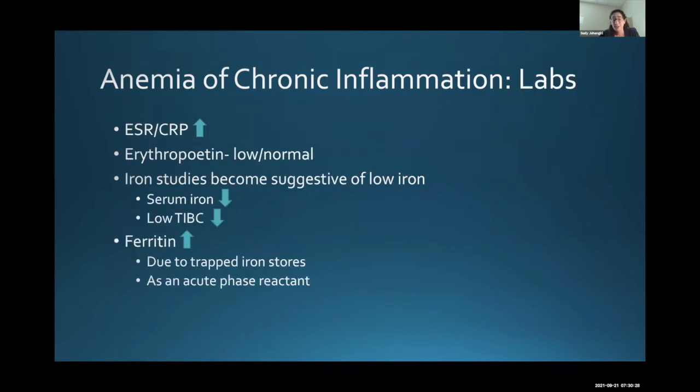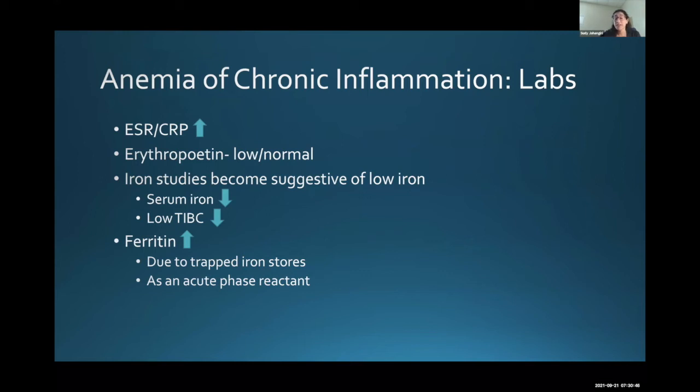With anemia of chronic inflammation, there are labs that we can check to help us confirm it. The ESR and CRP are both markers of inflammation, and these will be elevated in the setting of anemia of chronic inflammation. Erythropoietin levels can be low or normal. They tend not to be high.